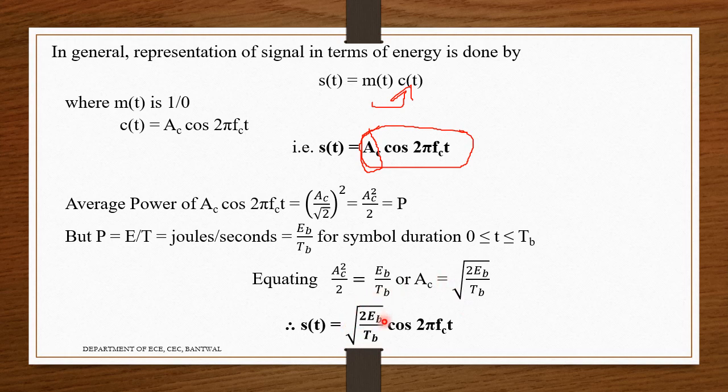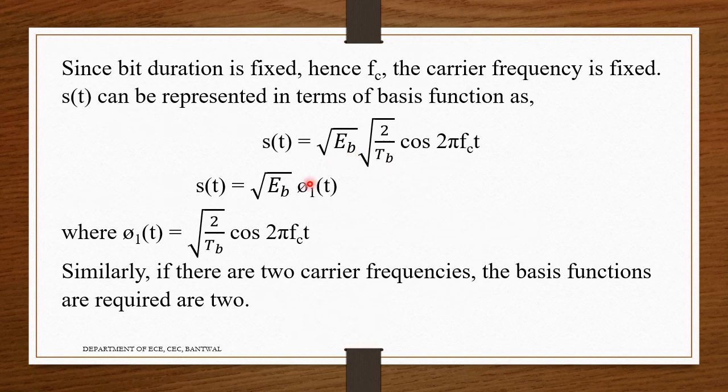So we can look at it here. EB is what? Depending on the message energy there, whether it is 1, it is plus EB, and whether it is 0, minus EB, that will be considered. This is the S of t that we will be transmitting. Now, as I said, the square root of EB, I'll take it outside, leaving square root of 2 by TB cos 2 pi FCT. So this is the basis function.